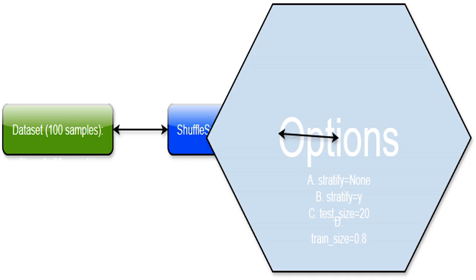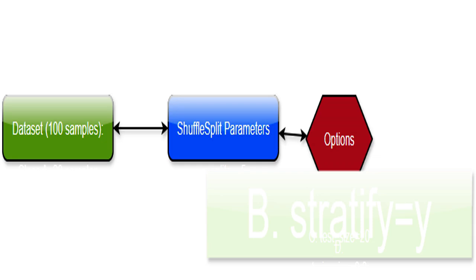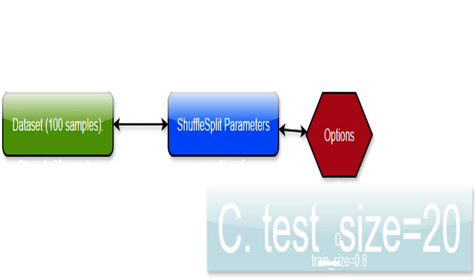Here are 4 different ways to set up the ShuffleSplit function. Let's examine each one. Option A does not use stratified sampling. This can lead to uneven splits where one class is overrepresented in some splits and underrepresented in others. Option B correctly uses stratified sampling with the class labels in y. This ensures balanced splits. Option C specifies the test size as 20, which is an absolute number of samples, not a proportion, like 0.2.